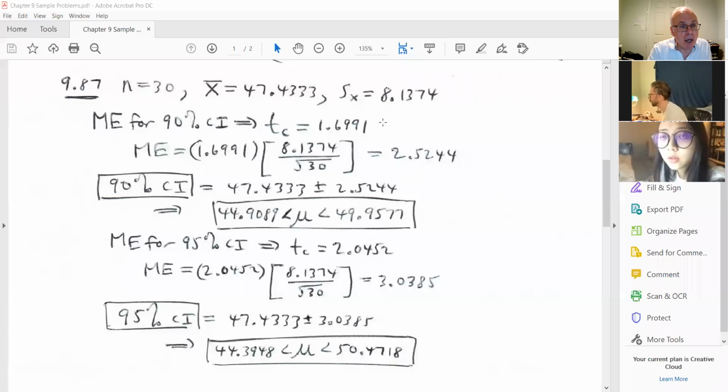All right. So let's stop and go back to the solutions. Now, I got a mean for this problem of 47.4333. There's a whole bunch of threes after. I just rounded it to 4 decimal places. And the sample standard deviation was 8.1374 when I rounded it to 4 decimal places. That's my sample standard deviation.